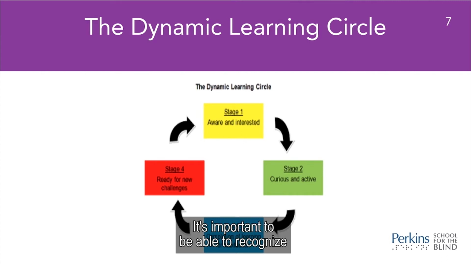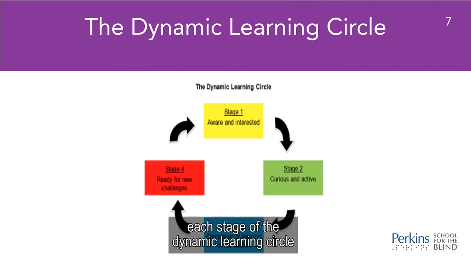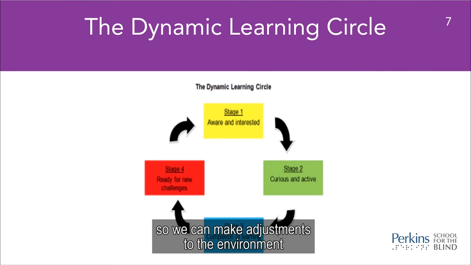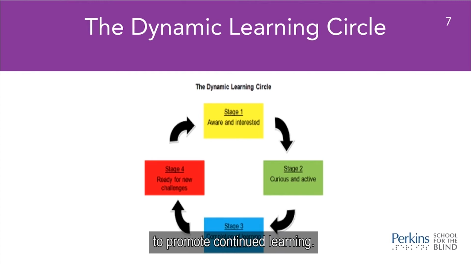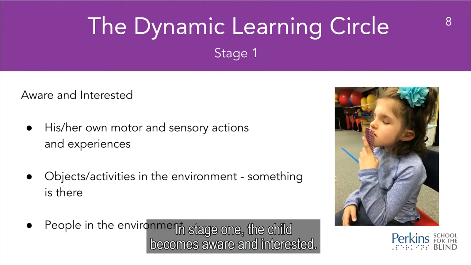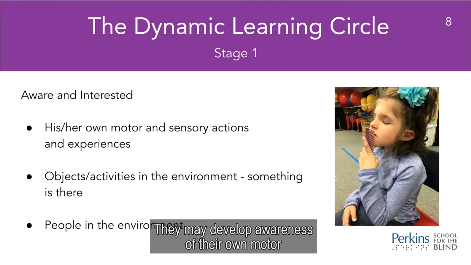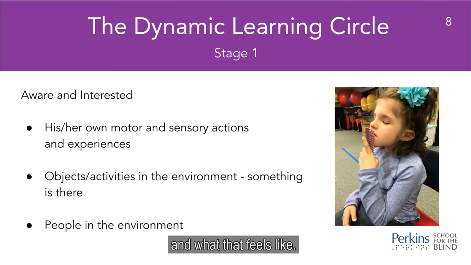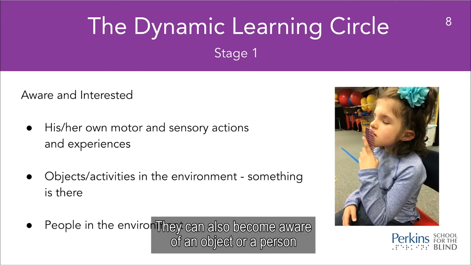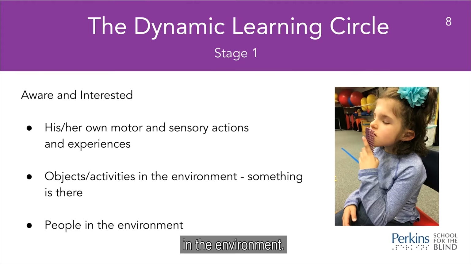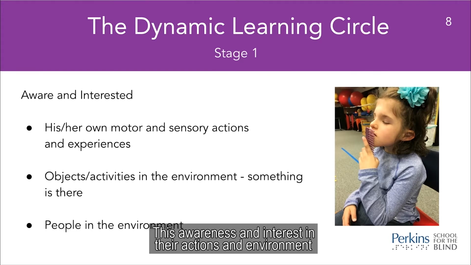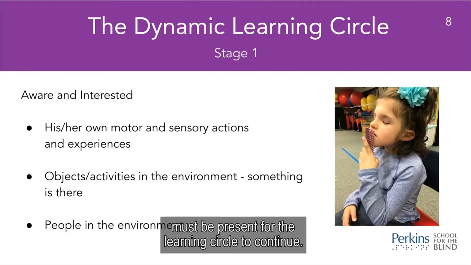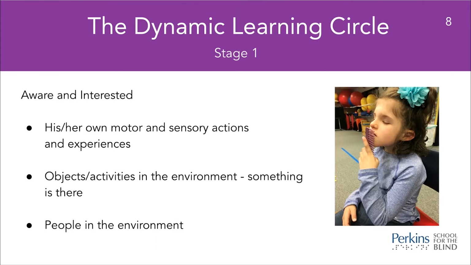It's important to be able to recognize each stage of the dynamic learning circle so we can make adjustments to the environment to promote continued learning. In stage 1, the child becomes aware and interested. They may develop awareness of their own motor and sensory actions, movements of their body, and what that feels like. They can also become aware of an object or a person in the environment. This awareness and interest in their actions and environment must be present for the learning circle to continue.